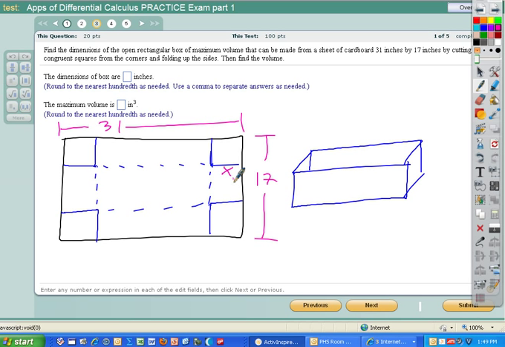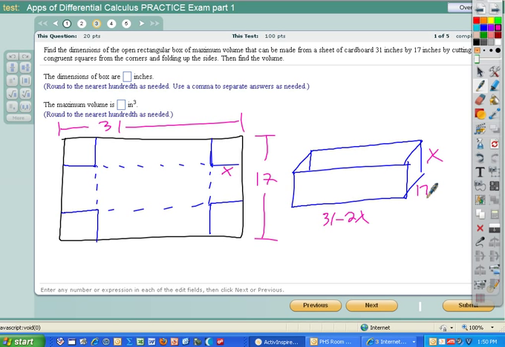Good. And now what's going to be the length of the base of this thing? The longer side is 31, but when I fold the sides up to create the box, it's 31 minus 2x. There you go, 31 minus 2x. And then what's going to be the width? 17 minus 2x.